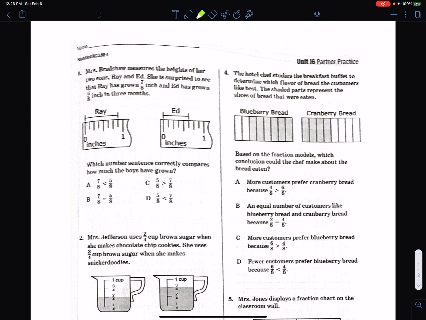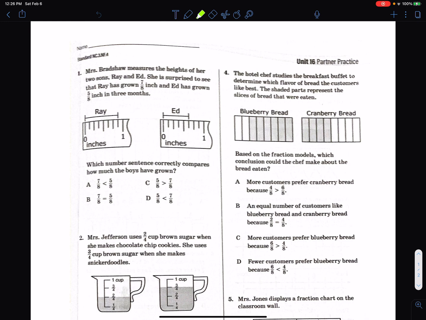Alright, so number 1, Mrs. Bradshaw measures the heights of her two sons, Ray and Ed. She is surprised to see that Ray has grown 7/8 inch and Ed has grown 5/8 inch in 3 months. So which number sentence correctly compares how much the boys have grown?